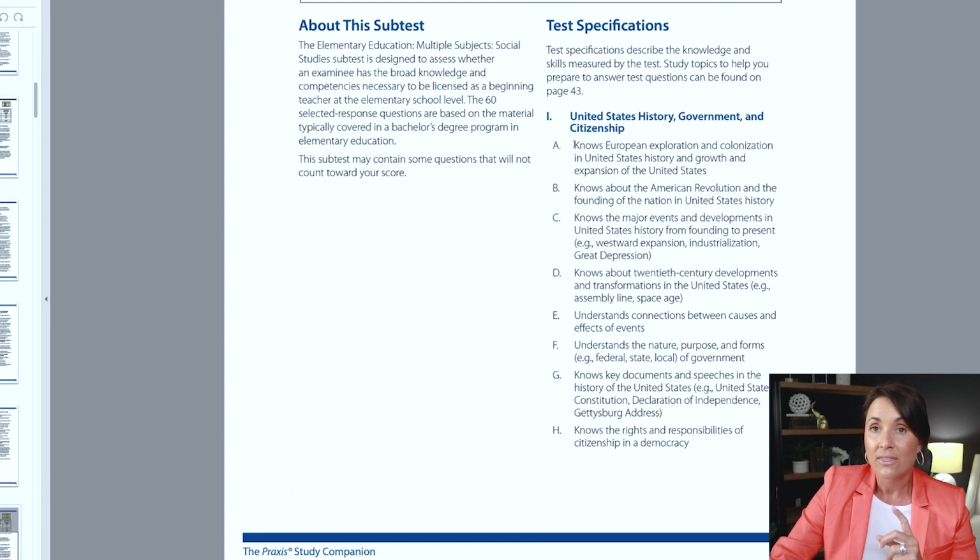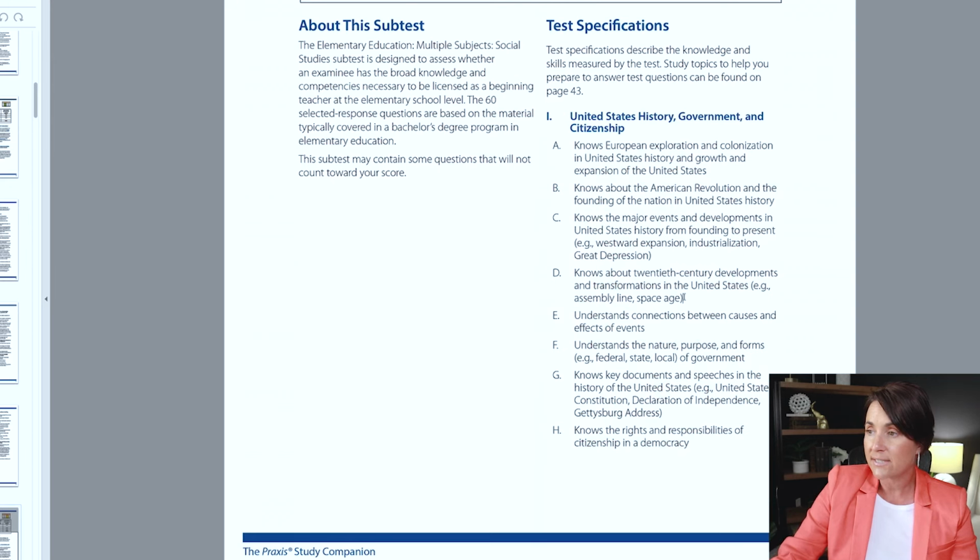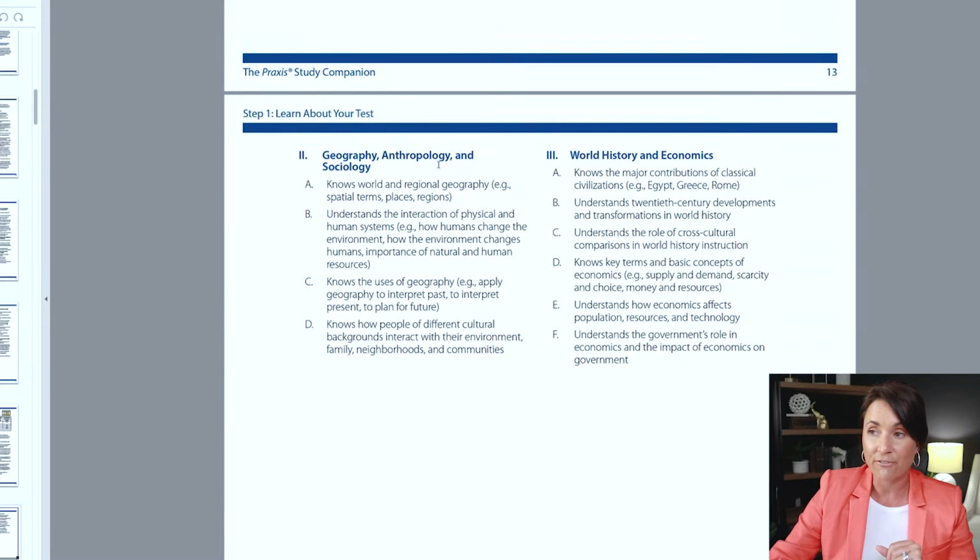And as we move through, the coolest part about this blueprint is that it gives you, look at all this. Look at D here, knows about 20th century developments, and then it gives you assembly line, space age. It gives you specific examples in there. Remember, if you see examples in parentheses on the test specification, it's probably going to be shown on the exam. So definitely pay attention to that. You scroll down here, you can see geography and anthropology. We've got, knows the world in spatial terms, understands human systems, understanding how to interpret the past, cultural backgrounds.